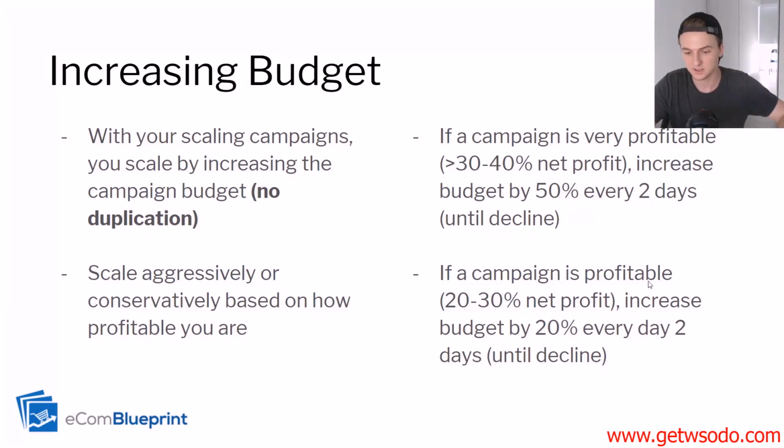If the campaign is profitable, 20 to 30% net profit, then you want to increase by 20% every 2 days. So this is a more conservative approach, right? Your profit is good, but it's not that crazy, so you don't want to risk messing it up. And so you're going to take a conservative approach to scaling, just increase it 20% every 2 days.